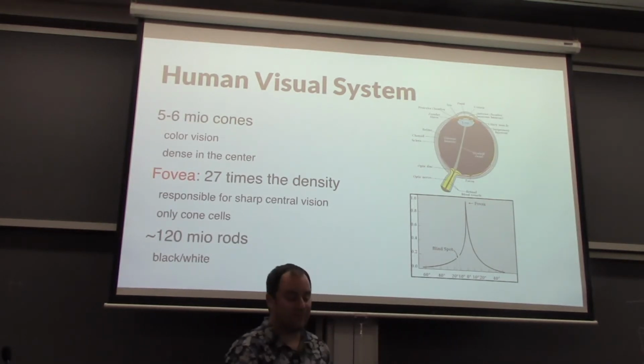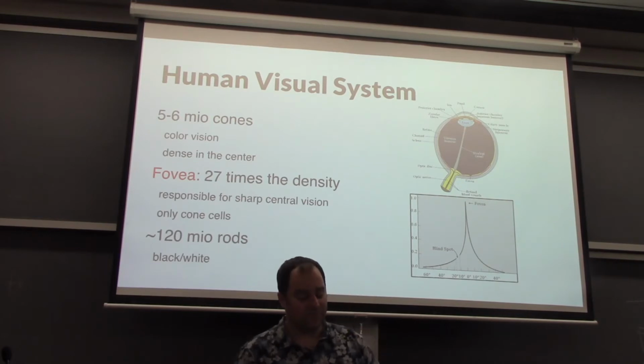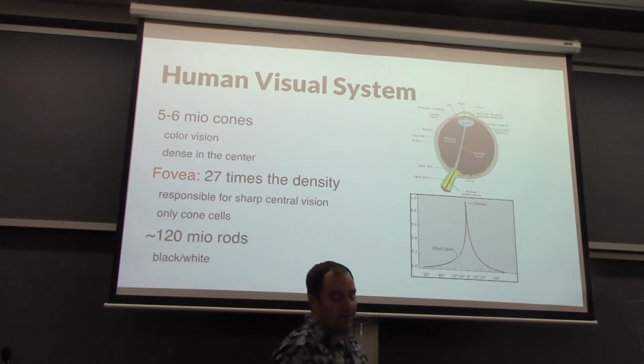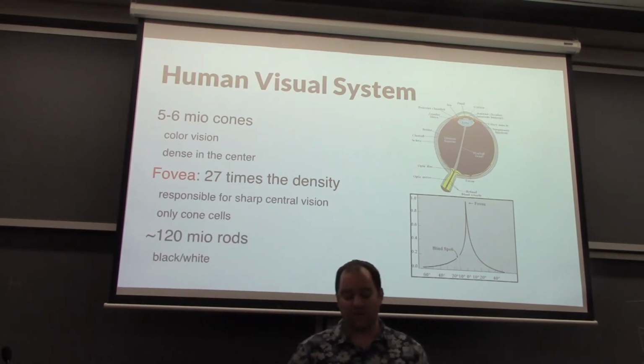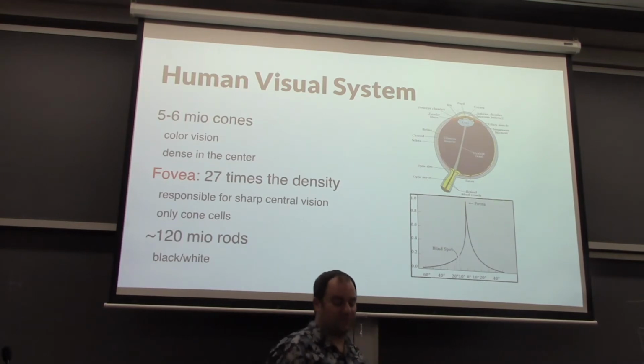We have 5 to 6 million cones, which are responsible for color vision, and they're densest in the center of the eye around the fovea. There's about 27 times the density in the fovea compared to other parts of the retina, and the fovea is responsible for sharp central vision.